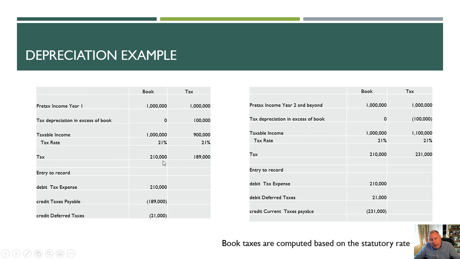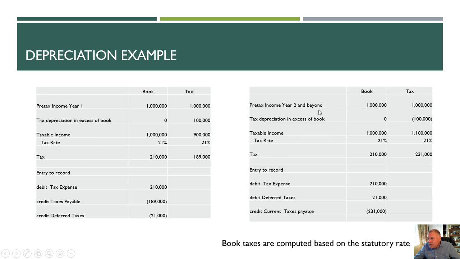So what we have is for book purposes, we're going to book 210, but we only have to currently pay $189,000 to the government. Now, the entry to record it is debit tax expense for 210. That's the income statement. Credit taxes payable because we need to pay that now, 189, and then we credit deferred taxes for 21,000. Okay, so that's the first year.